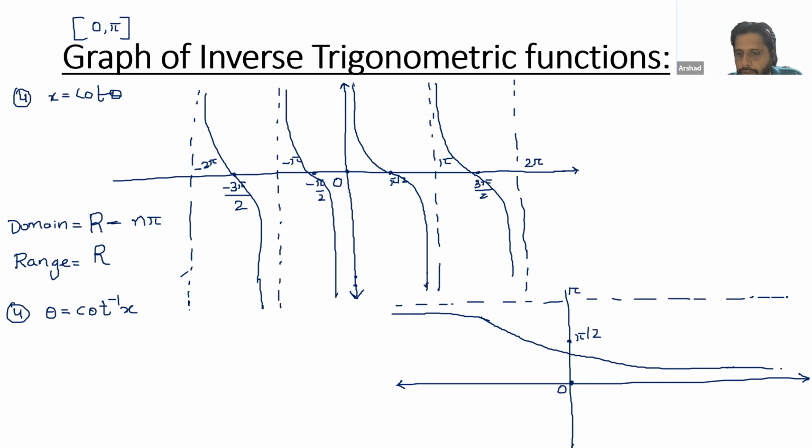Okay, the graph will be like this. I will write here, it is pi by 2. So this is your graph. Now from the graph, who can tell me what is the domain of this cot inverse? R. Very good, R. Whatever range you have for the cot becomes the domain for this.